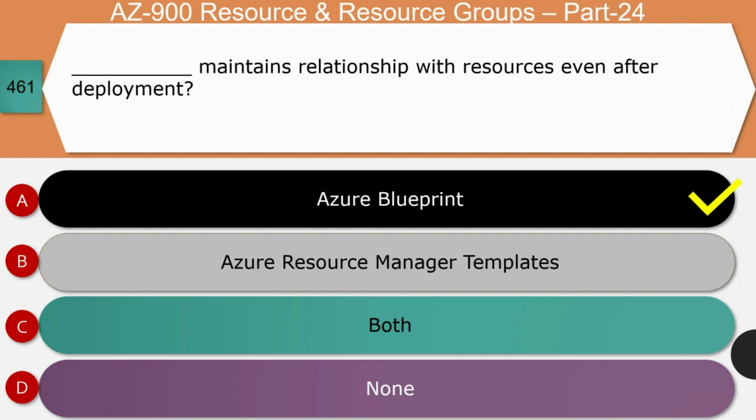However, with Azure Blueprints, the relationship between the blueprint definition, what should be deployed, and the blueprint assignment, what was deployed, is preserved. This connection supports improved tracking and auditing of deployments. And that's why option A is the right answer.